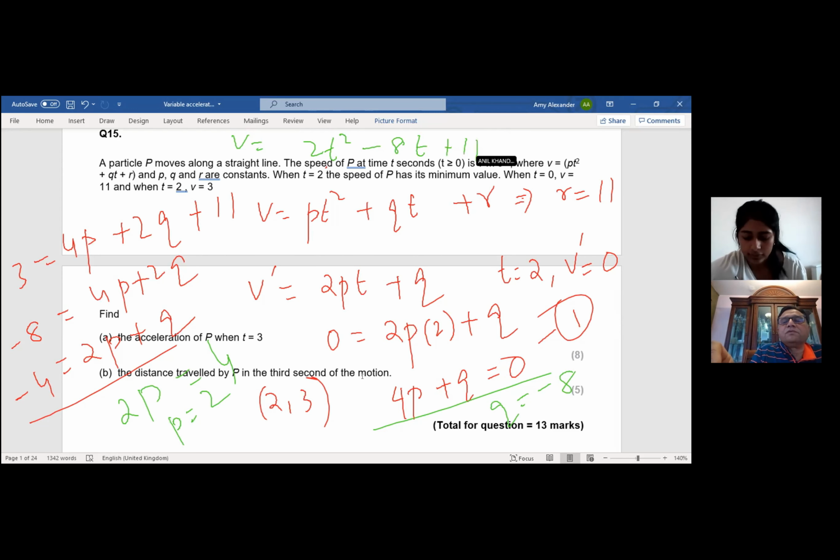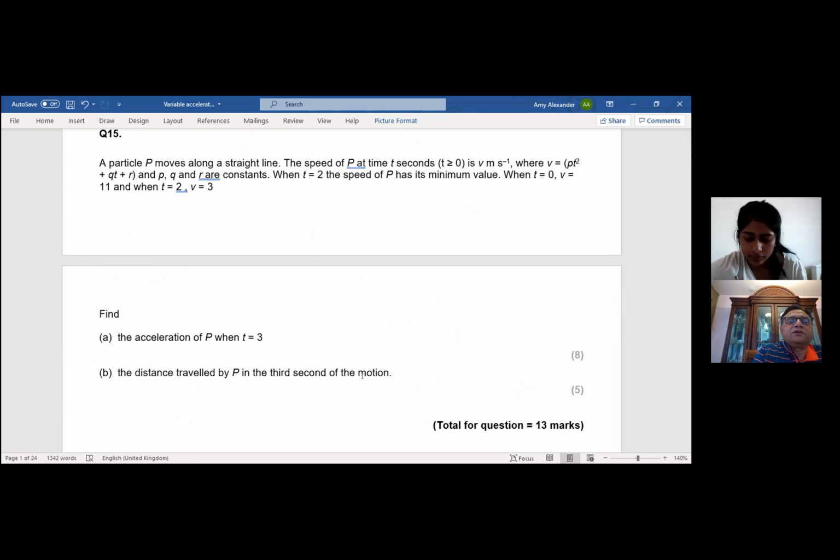Correct. So we'll just clear all this and we'll write down v equals 2t squared minus 8t plus 11. That becomes your equation. Now let's work on it. Find acceleration for P when t is, now is very simple, right? So you just differentiate.